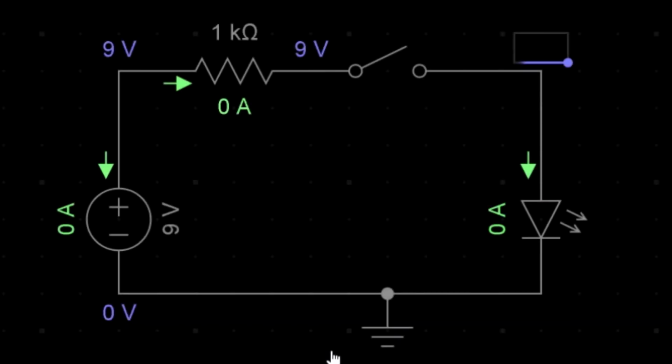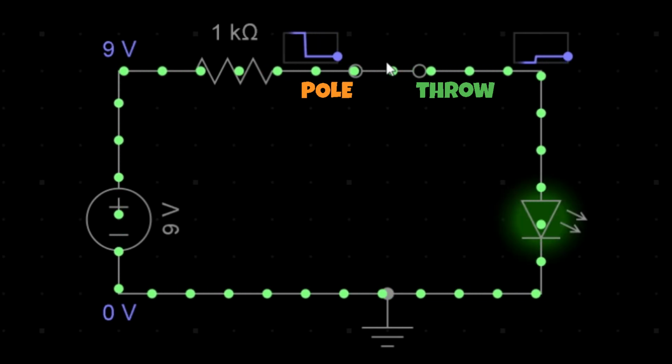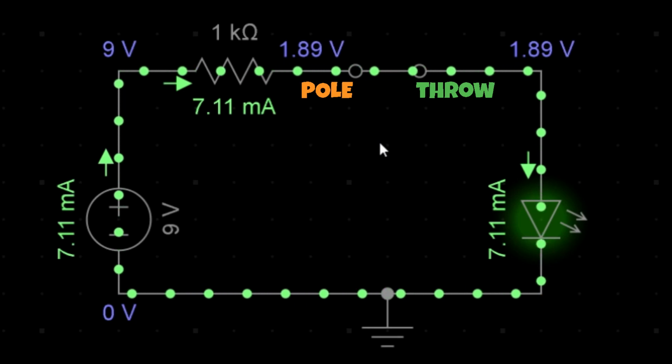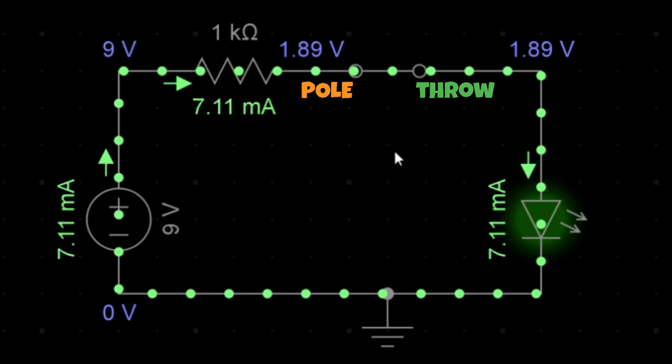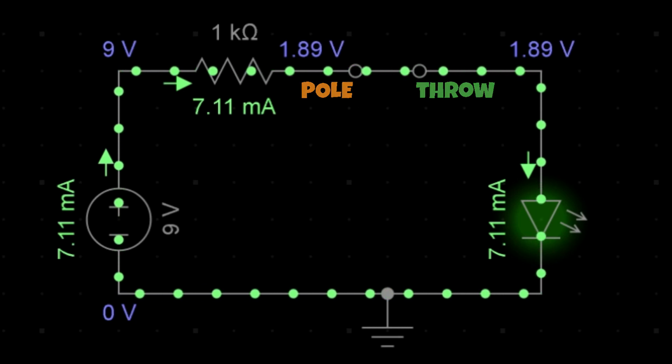Now we'll build a simple circuit and see exactly how it works. As you can see, this is a simple LED circuit using an SPST switch. Here's the pole and here's the throw. Right now, the pole isn't connected to the throw, so the circuit is open and no current flows. Now, when I flip the switch, the pole connects to the throw. The circuit is completed, current starts flowing, and the LED lights up. That's exactly how an SPST switch works.